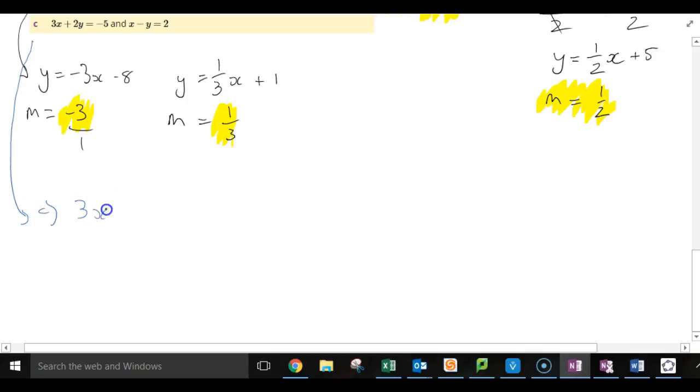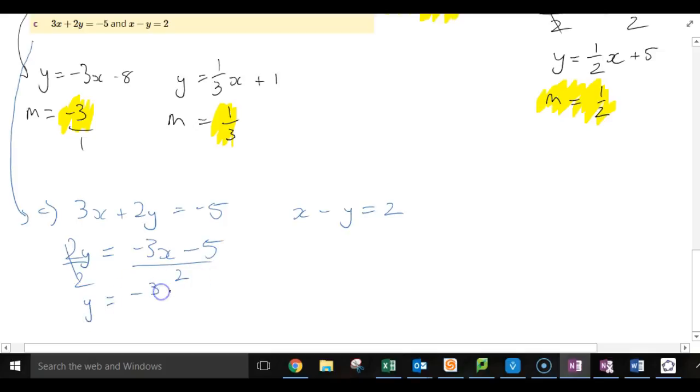So rewrite your equations, and x minus y equals 2. What we're going to do here is get our x's on one side and our y on its own on the other. So let's take away 3x from both sides for that one. So that's 2y equals negative 3x minus 5. Now I'm going to divide by 2, which gives me y equals negative 3 over 2 x minus 5 over 2.